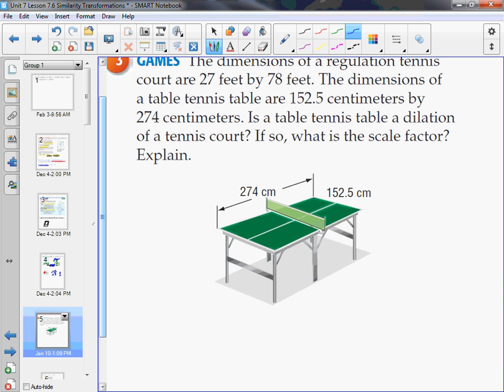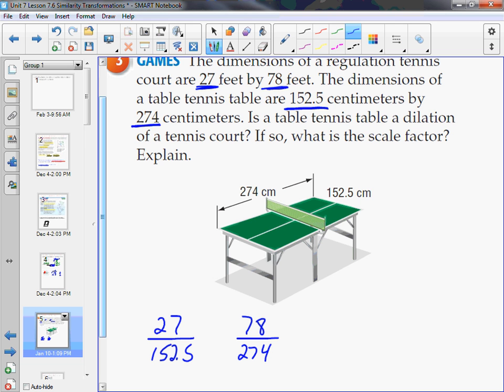Well, let's see if they are. We know how to tell if figures are similar. If they're similar, the corresponding sides have to be proportional, right? Let's see if the corresponding sides are proportional. So, the short side of a tennis court is 27 feet. The short side of the table tennis table is 152.5. The long side of a tennis court is 78 feet. And the long side of the table tennis table is 274 centimeters. So the question now is, are those ratios equal?